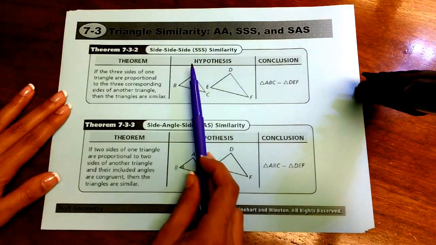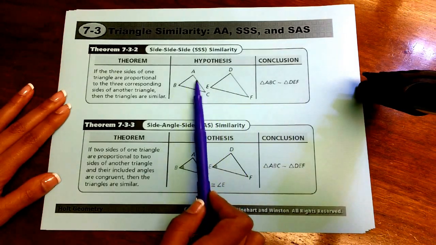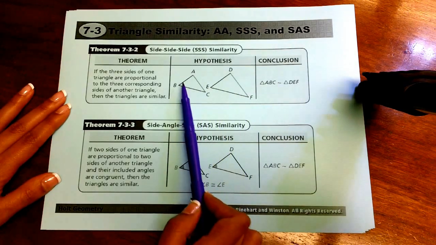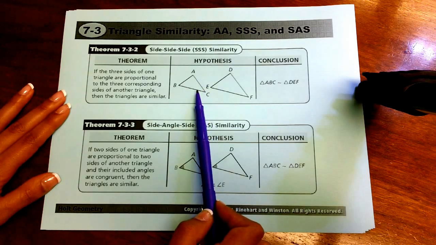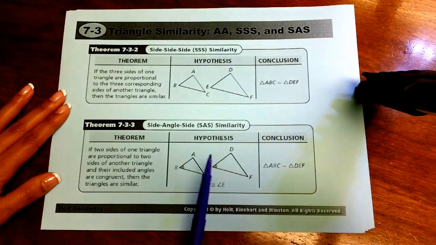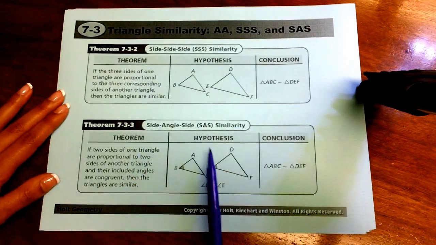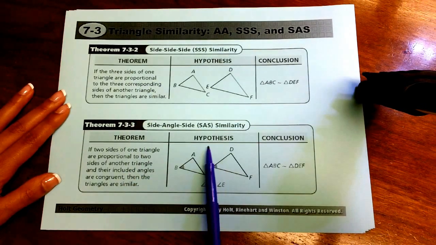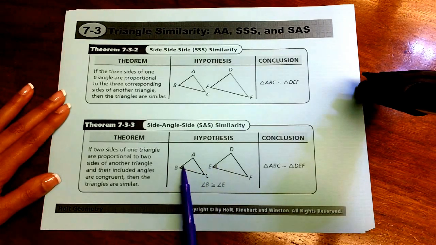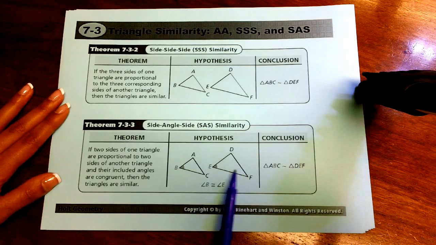Next two theorems are side-side-side and side-angle-side. This theorem says that if all three corresponding sides are proportional to the three sides of another triangle, then that means that they're similar. Not that they're congruent, but they need to be proportional. Side-angle-side talks about a proportional side, an included angle that's congruent, and then another proportional side with the same proportions on both of them.